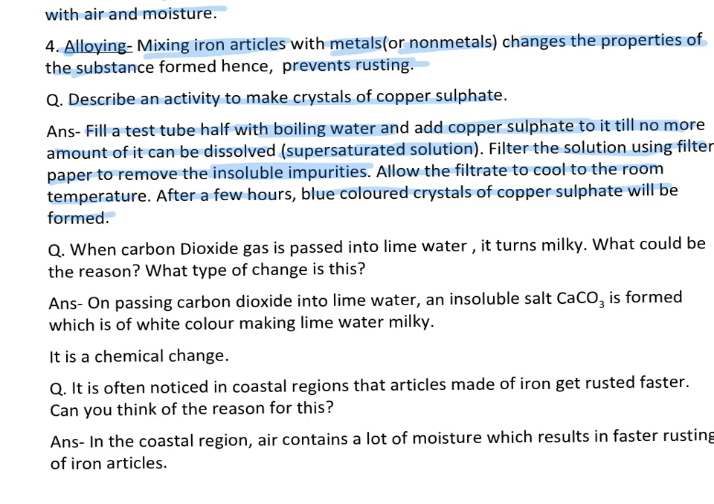Next question. When carbon dioxide gas is passed into lime water, it turns milky. What could be the reason? What type of change is this? So, when we pass carbon dioxide into lime water, a new substance, that is insoluble salt, which is calcium carbonate, is formed, which is of white color, making lime water milky. So, this white color salt formation makes the lime water milky. And what type of change is this? It is a chemical change.